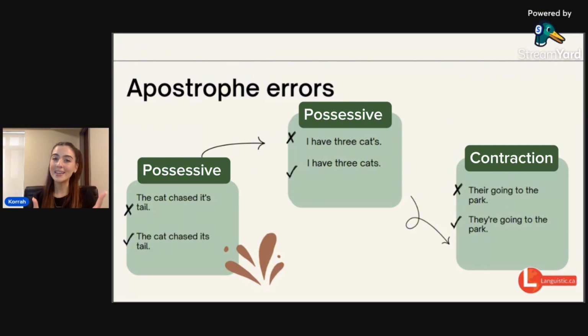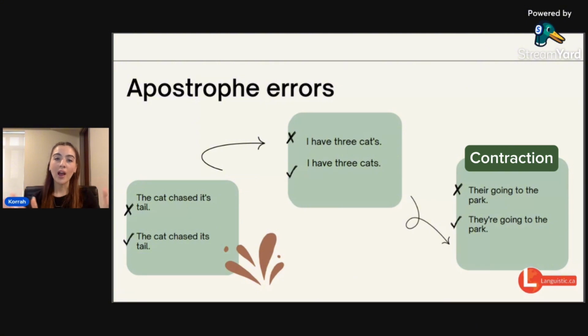Now, this one is a contraction because we are saying they are. We're taking out the A and we're just saying they're. Also, think about it, right? The park is not theirs. They don't own the park, but they are going to the park. This is quite informal. I would not recommend using apostrophes for contractions if you're writing an academic or formal report. This will also help you avoid some apostrophe errors.